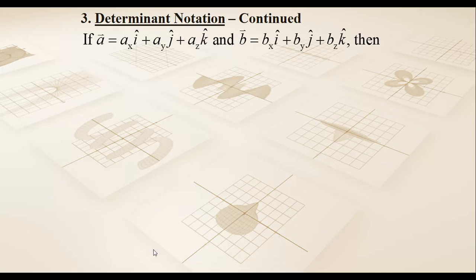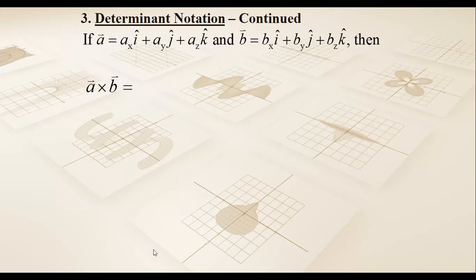Okay, so let's say we have 2 vectors, and instead of writing them as ordered triples, we're going to write them in Cartesian vector notation. If A was written as an ordered triple, it would be AX, AY, AZ. B would be BX, BY, BZ. But in Cartesian vector notation, I have vector A as AX times i plus AY times j plus AZ times k, and vector B would be equal to BX times i plus BY times j plus BZ times k.